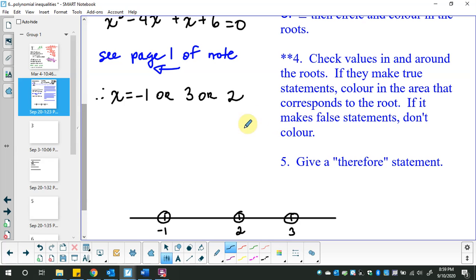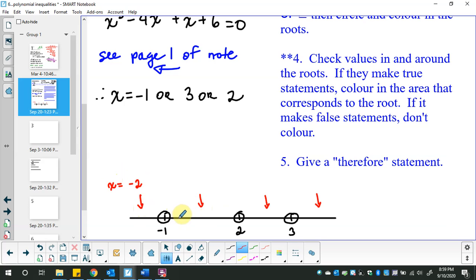So we have to check values in and around the roots. By that I mean I need to check values in those spaces. So I've got 3 roots, I'll have 4 spaces. And if they make the statement true, then we have to color in the area that we checked. If it makes a false statement, then you don't get to color at all. So I have to find a number out here, and I'm going to pick the number -2, and this will be x equals -2.